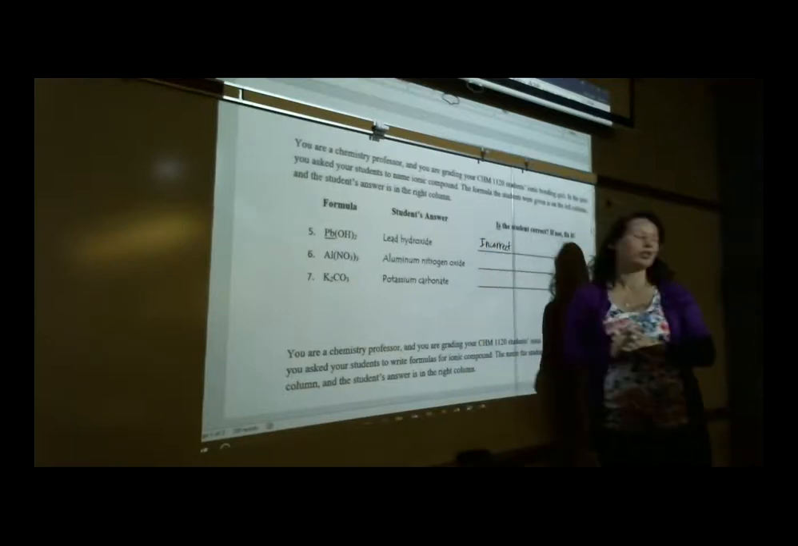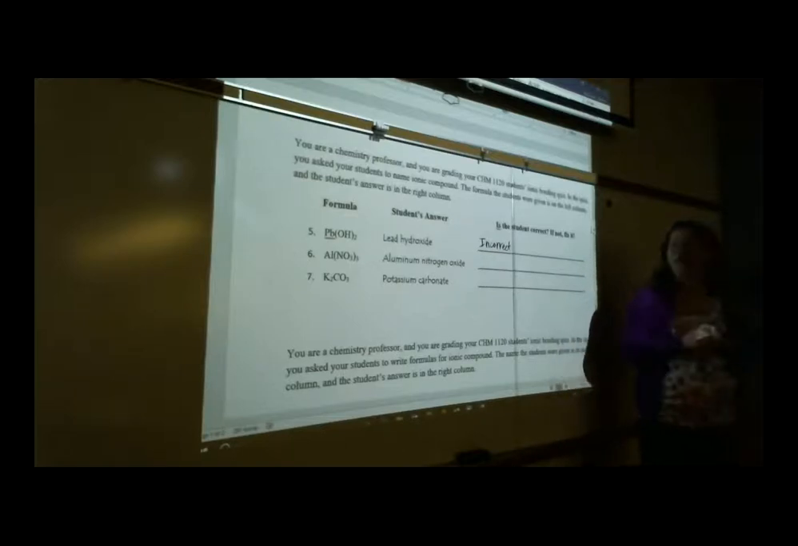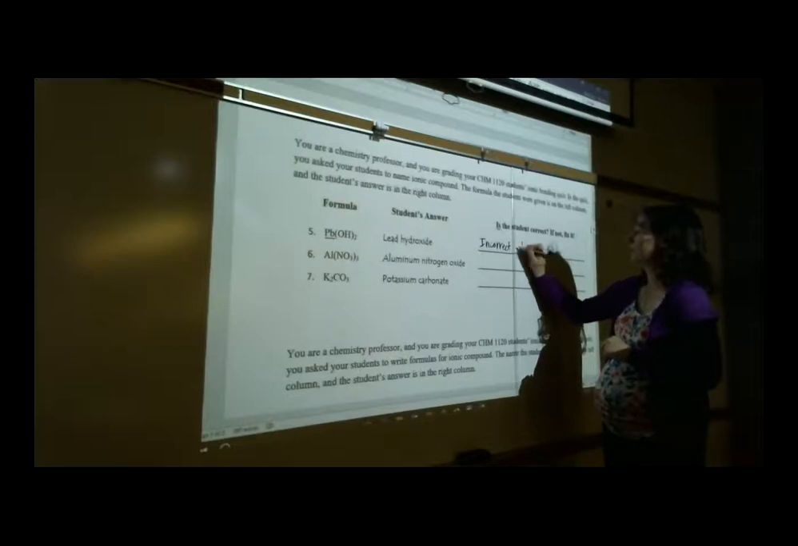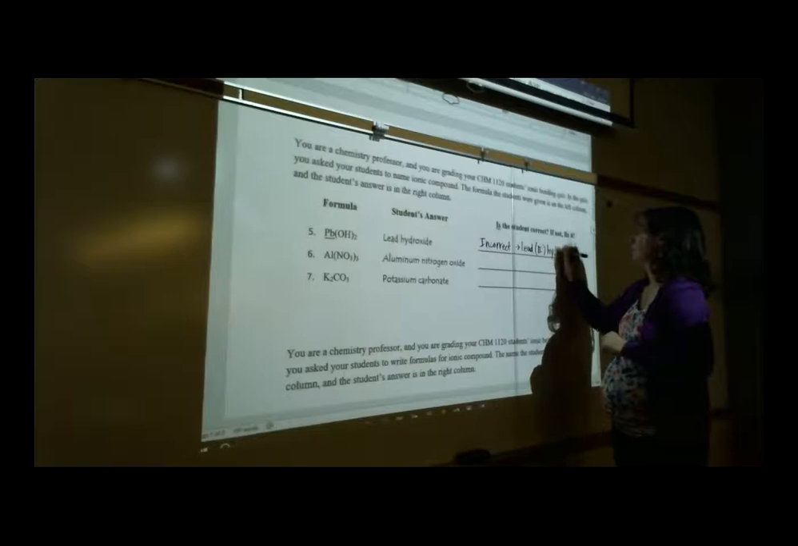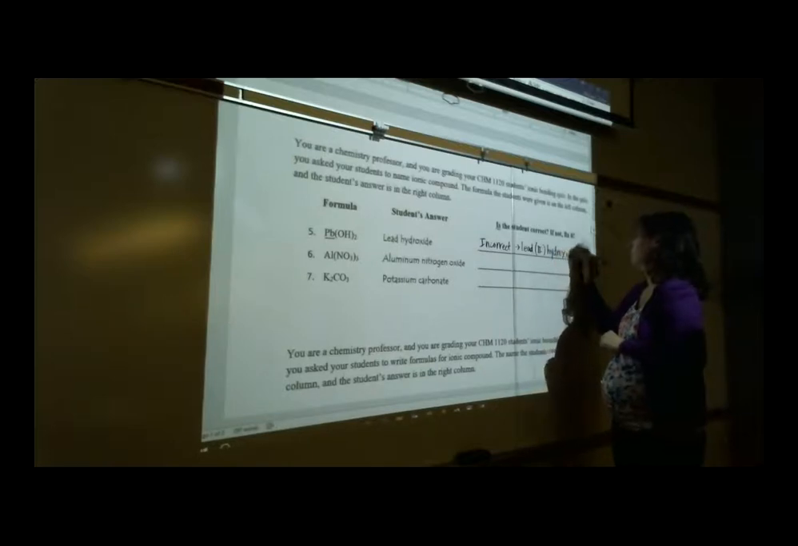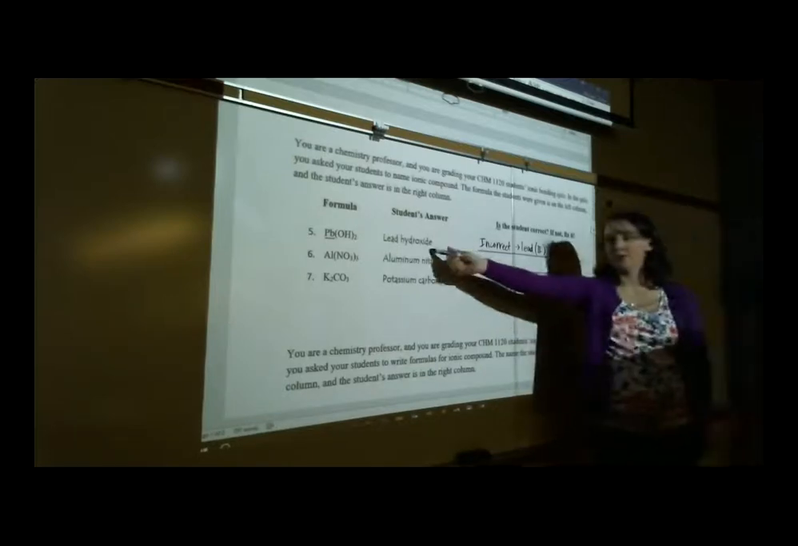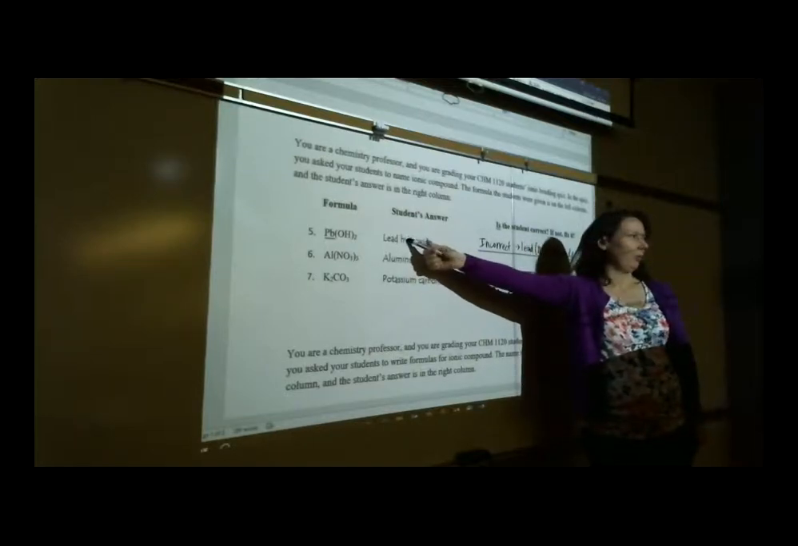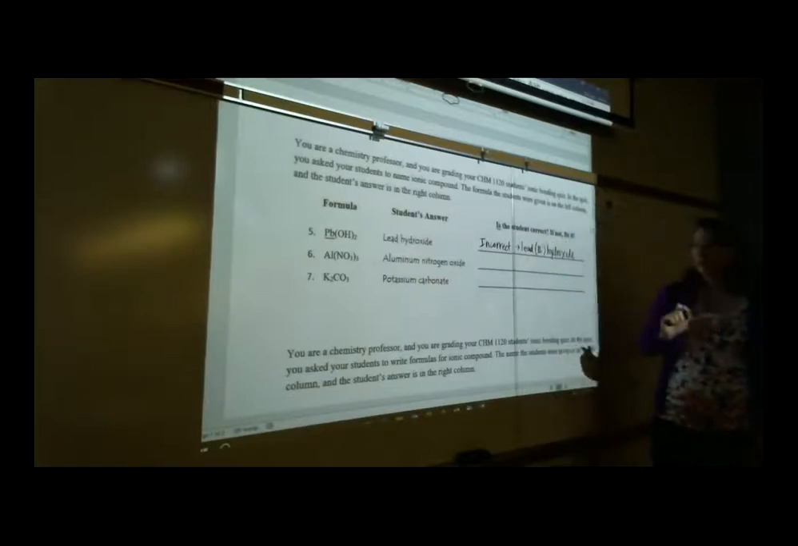So you being the good teacher that you are, you always correct your students' work. What's wrong with the student's work? You need the Roman numeral. What is the Roman numeral? Lead 2. Good. So if you did this as a student and I'm coming along grading it, everything else is correct, I would probably take off half a point for that Roman numeral.